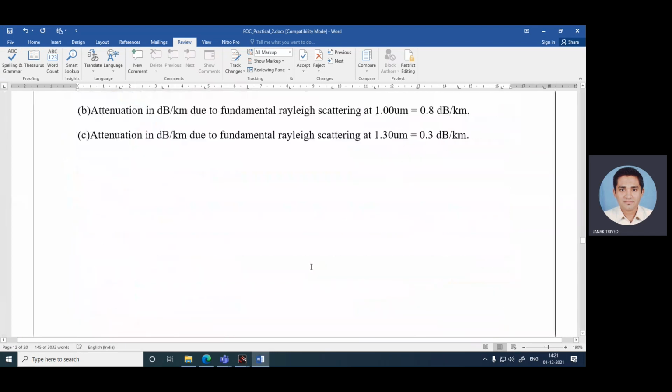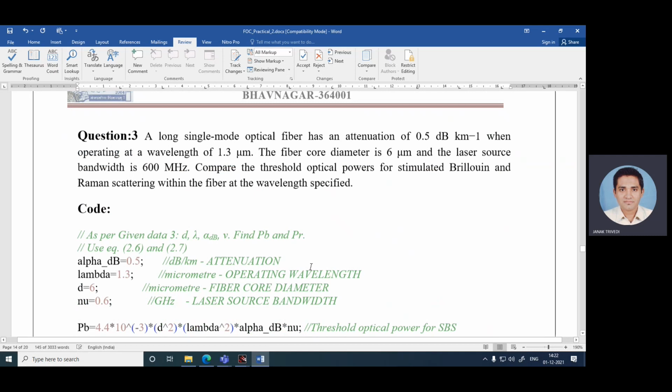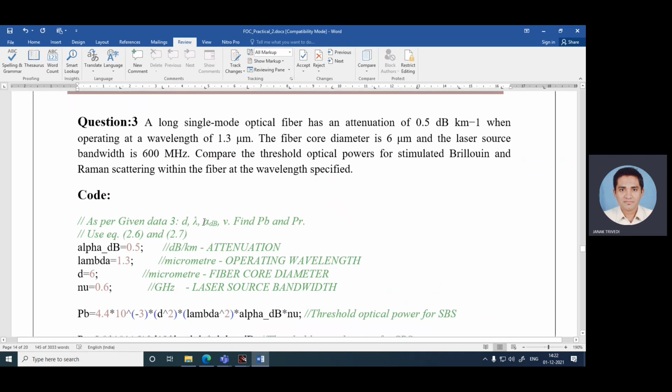Then the next example: a long single mode optical fiber has an attenuation of 0.5 dB per kilometer when operating at a wavelength of 1.3 micrometer. The fiber core diameter is 6 micrometer and the laser source bandwidth is 600 megahertz. Compare the threshold optical power for stimulated Brillouin and Raman scattering within the fiber at the wavelength specified. So in this given data, d, lambda, alpha dB, nu, and find P suffix B and P suffix R.